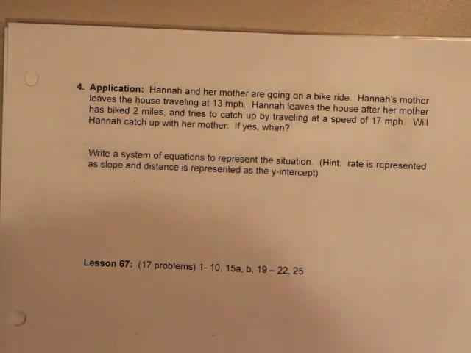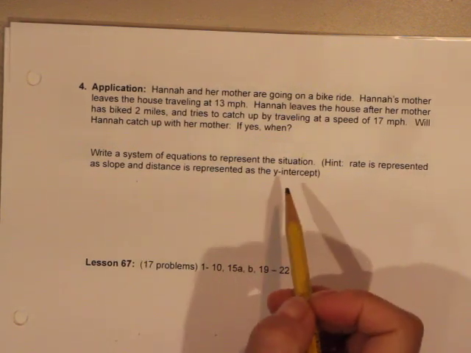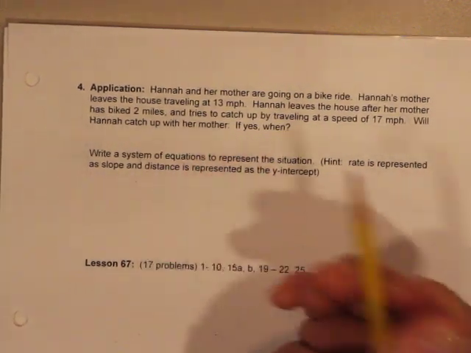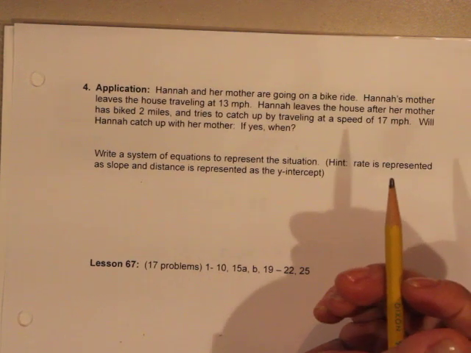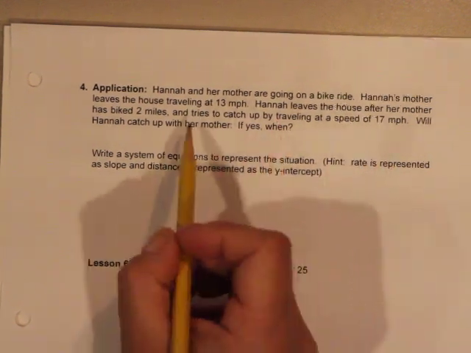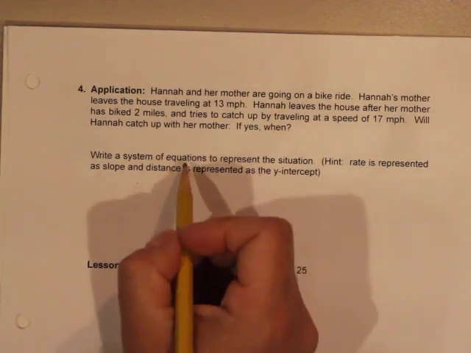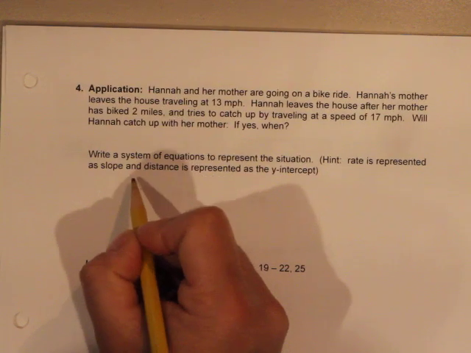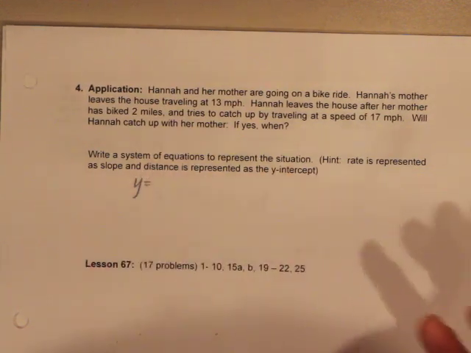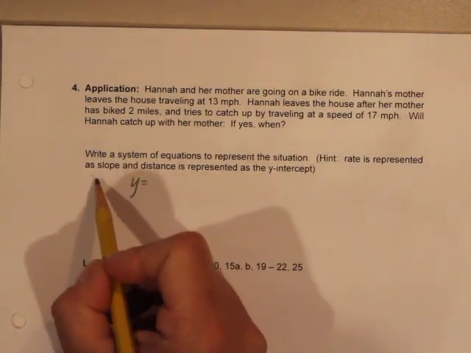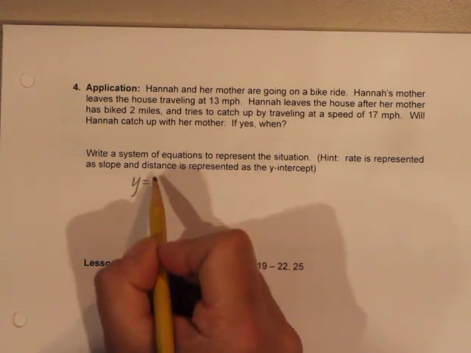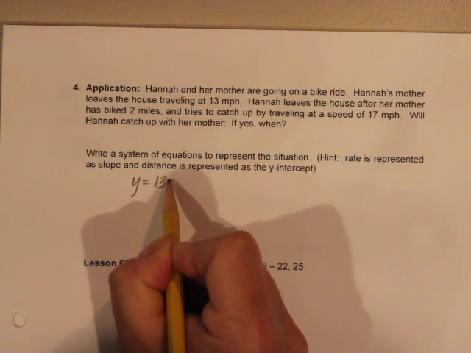But here we are using our slope-intercept form, our y equals mx plus b form, to write two equations, one to represent Hannah's speed and one to represent her mother's speed. So let's start here. Hannah's mother, y equals, and the rate is represented as slope. So she's going 13 miles an hour. There's her rate, 13 miles an hour.